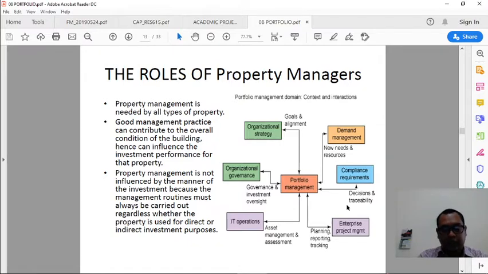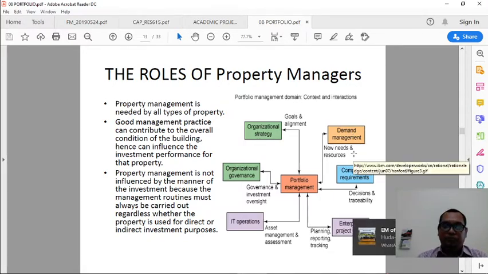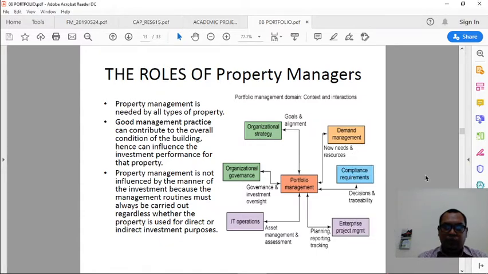Okay, so for us in the role of property managers, of course, as portfolio management, property management day-to-day operation is the smaller aspect. But if you can manage the portfolio, the bigger aspect, you need to look at some of these items, like the strategy of the organization, the governance of the organization, the IT operations, the project management, the compliance, legal department, and also the demand for management, like the human resource aspect, whereby you try to manage to get the best staff in hiring.